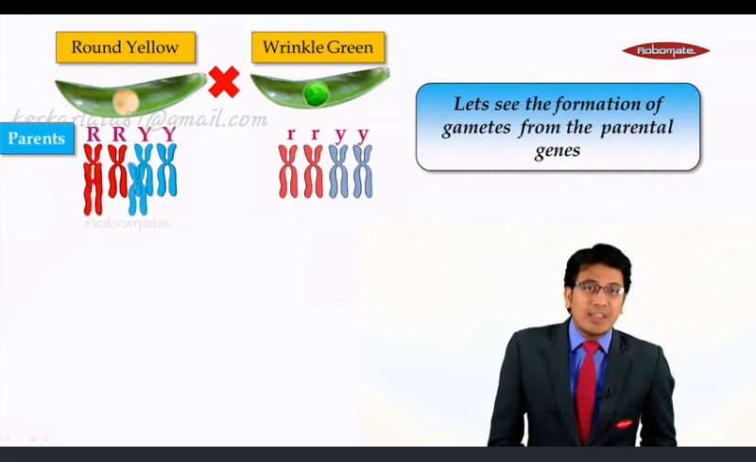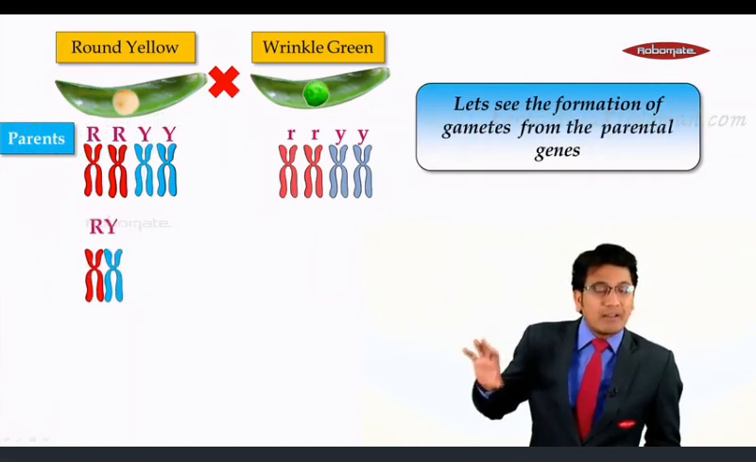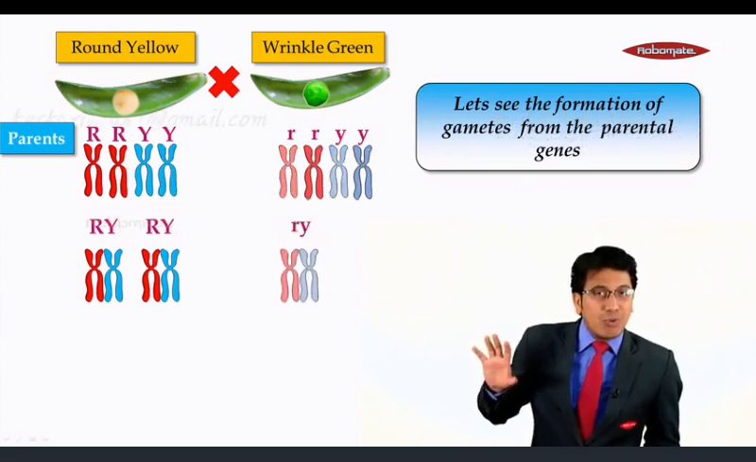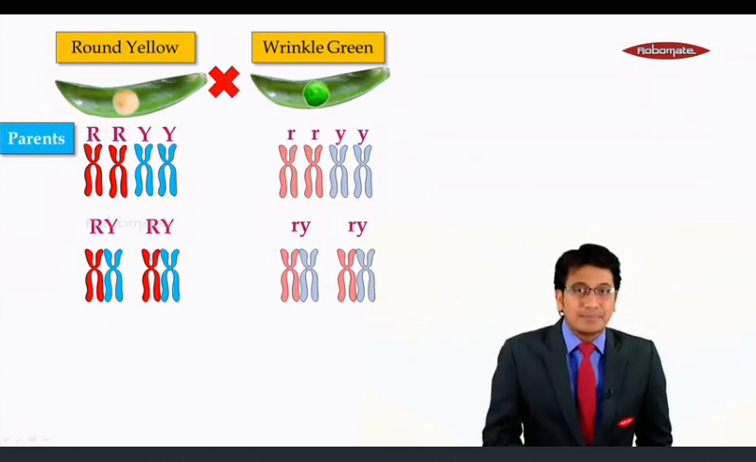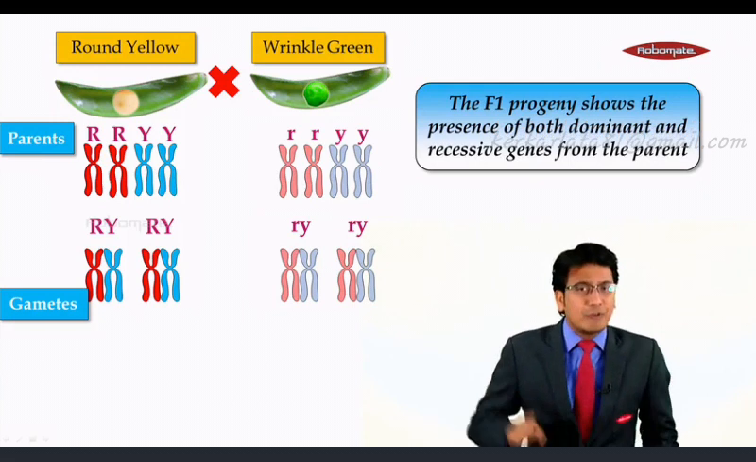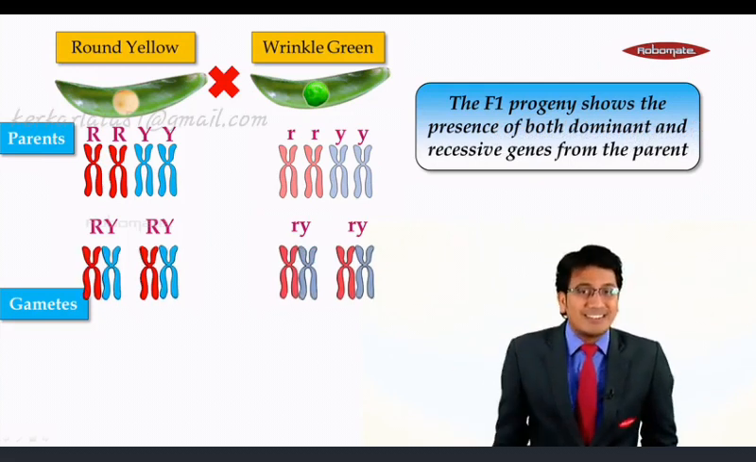Let's see the formation of the gametes from the parental genes. You can see the formation of gamete, capital R, capital Y. Again capital R, capital Y, small y, and small r, small y. So these are the gametes. The F1 progeny shows the presence of both dominant and recessive genes from the parent.